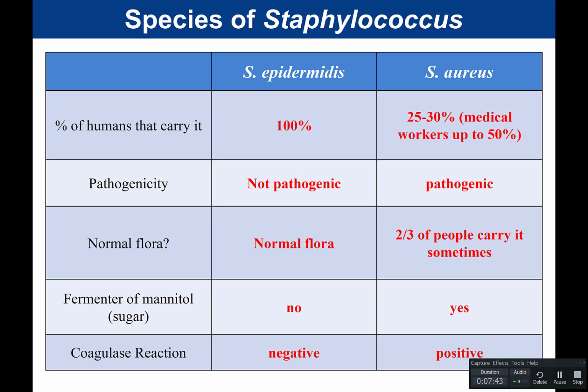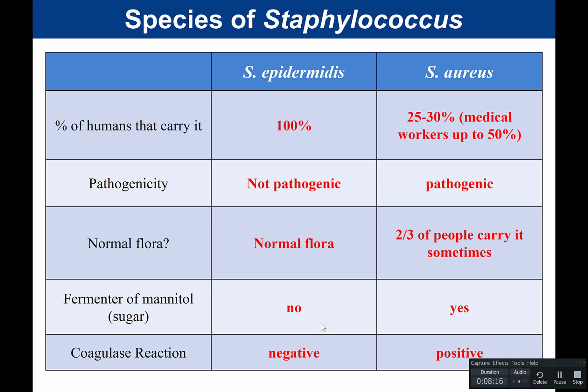Fermenter of mannitol. Mannitol is a type of sugar. You're going to see in our MSA agar, our mannitol salt agar, mannitol is going to be our differential ingredient. And that's because Staph aureus can ferment it. So notice it says yes, Staph aureus can ferment it. Staph epidermidis does not. And so that is the differential ingredient in MSA to know if we're looking at Staph aureus or Staph epidermidis.